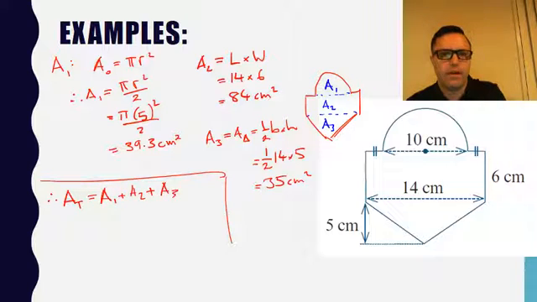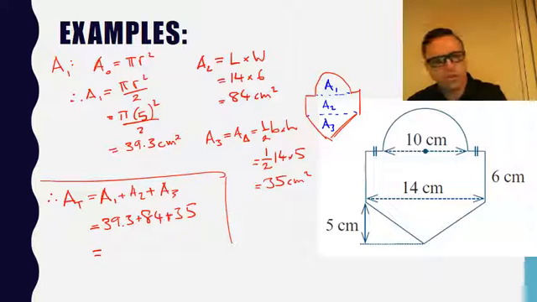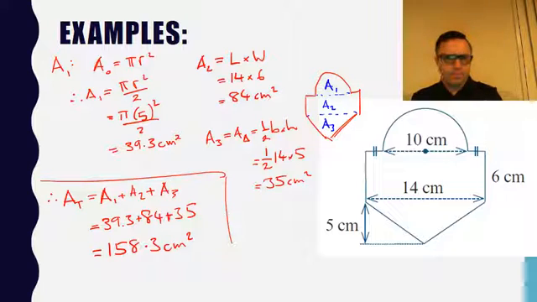So now we've done all that, therefore the total area is equal to area 1 plus area 2 plus area 3. See how I'm trying to communicate everything that's going on, so it totally makes sense to anyone reading this exactly what I'm doing. So area 1, area 2, area 3 is equal to 39.3 plus 84 plus 35, which you'll find is equal to 158.3 centimeters squared.